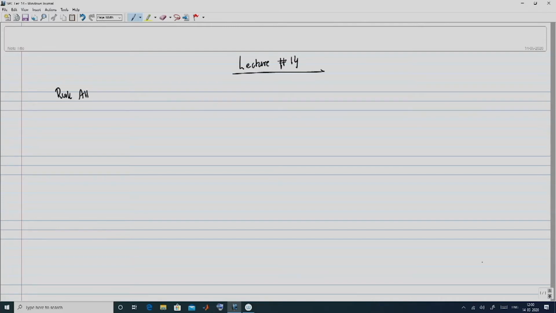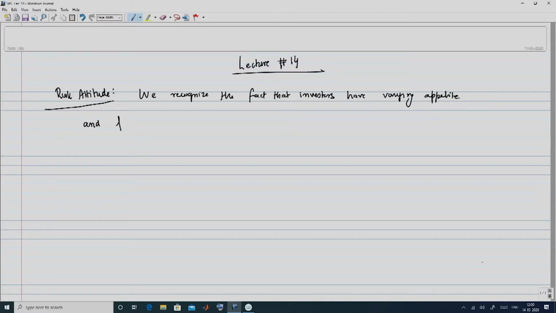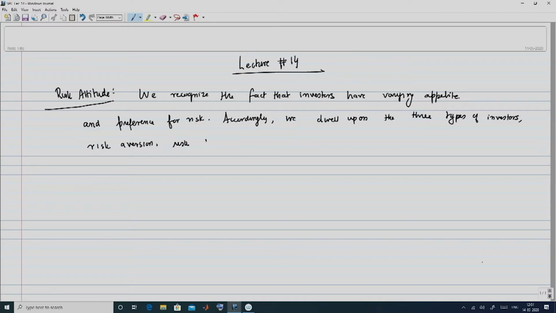So, we start off with, as I mentioned, we will talk about risk attitude. So, the motivation for this is that we need to recognize the fact that investors have varying appetite and preference for risk, and accordingly we dwell upon the three types of investors, and we have already introduced them in the previous class, namely the investors who have a risk aversion, who are risk loving and who are risk neutral.